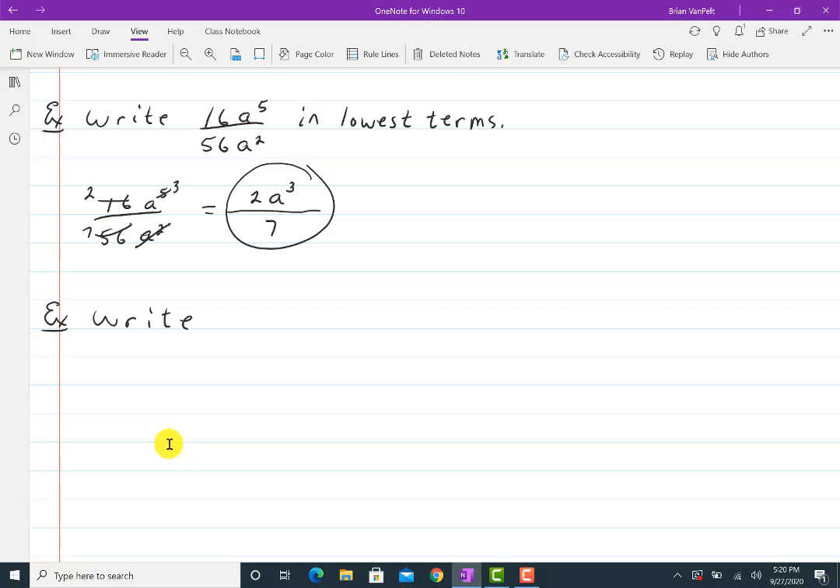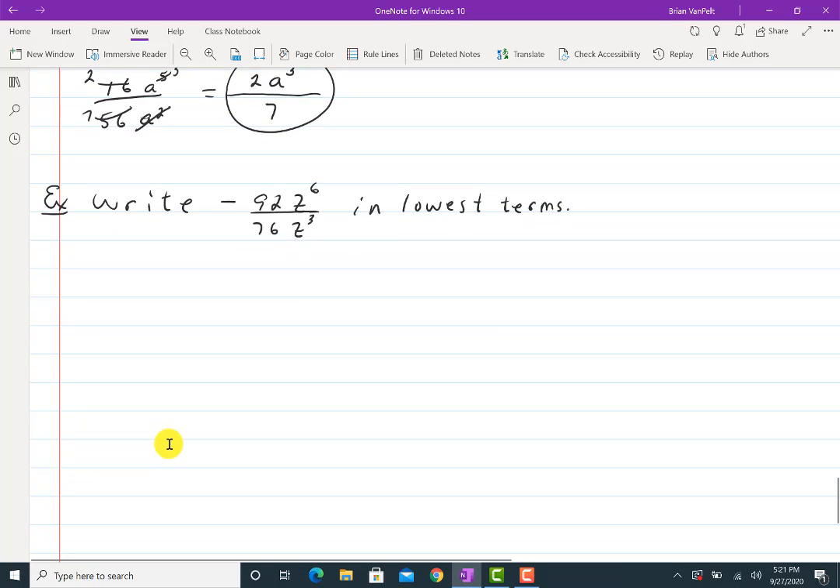Let's this time do a negative one. So I have negative 92z to the 6th divided by 76z to the 3rd, and I want to write that in lowest terms. Now the negative actually will be no issue whatsoever. It'll just be part of the answer. There's no way to cancel out a negative unless there's another negative to do it with. And so that negative will simply hang around till the problem is over.